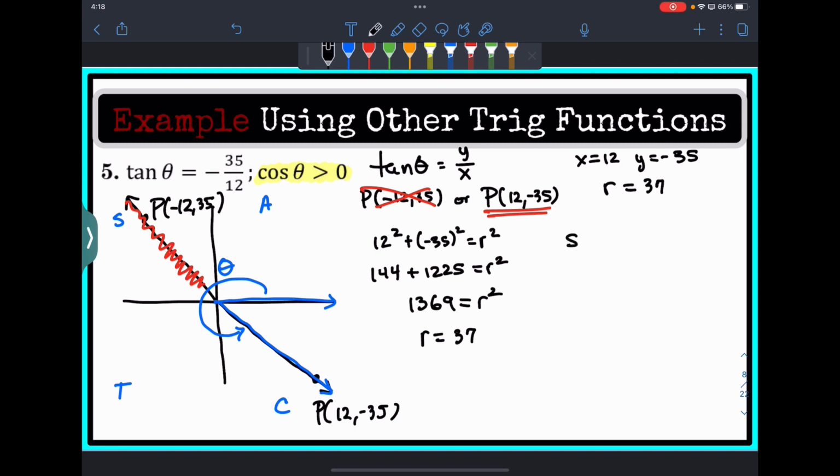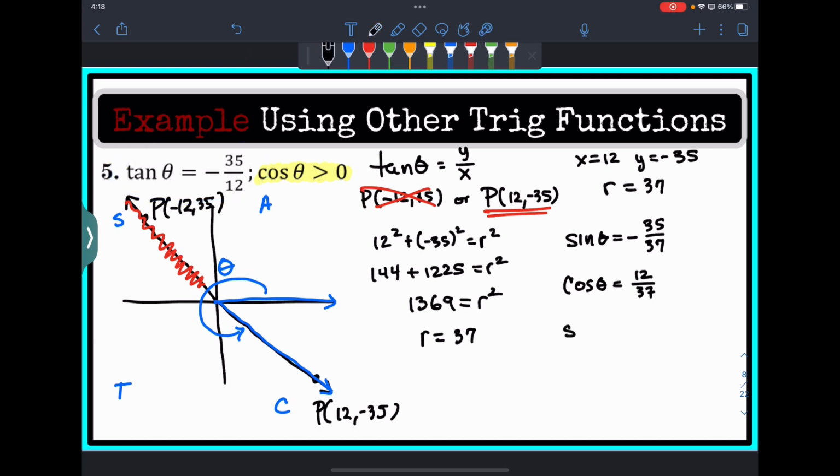So starting off with the sine of theta, we'll get the y value of negative 35 over a positive 37. That will be negative 35 over 37. There's no common factor there, so we don't have to simplify. The cosine of theta, that's a positive 12 over a positive 37. Then we have the tangent. Well, we don't need the tangent because that one's already provided for us. We need to find the remaining ones.